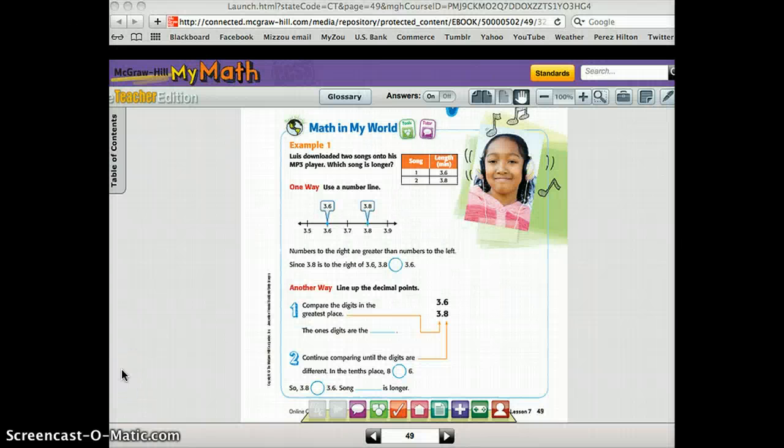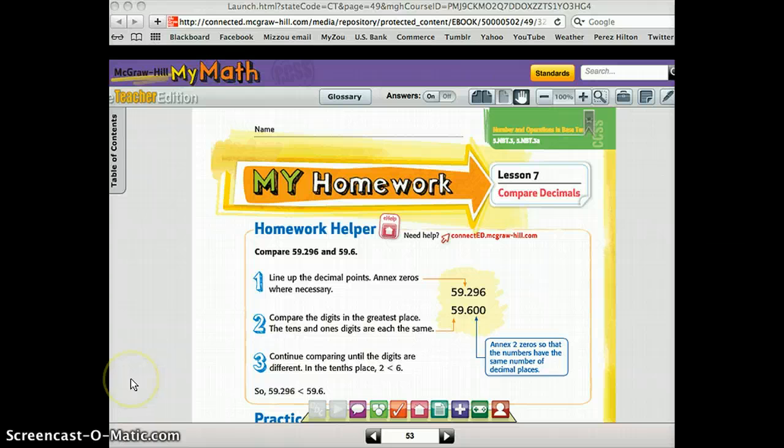Okay, so if you look at your textbook on page 49, it shows those methods that they were talking about in the clip. So this first way, you can use a number line to compare the decimals, or you can line them up. Then if you look at page 53 under your homework helper, it shows that ordering process she was talking about. So again, you're going to want to line up those decimals and then annex zeros when necessary.